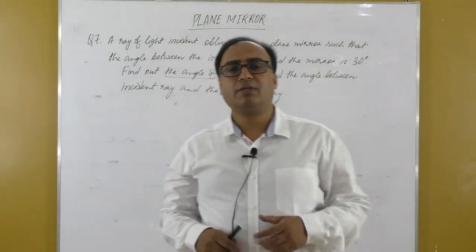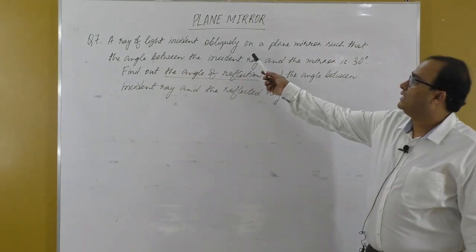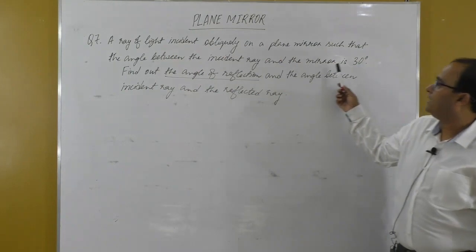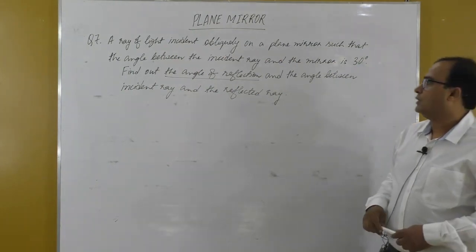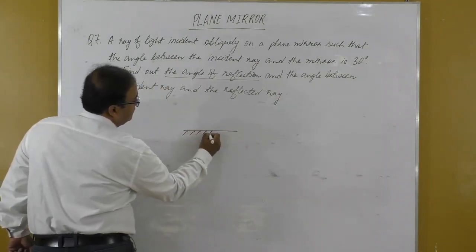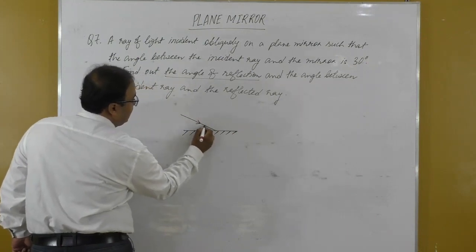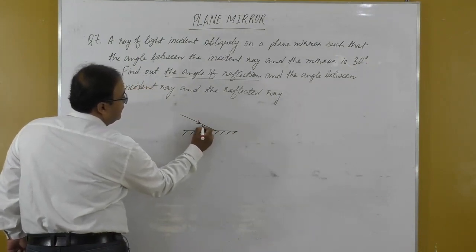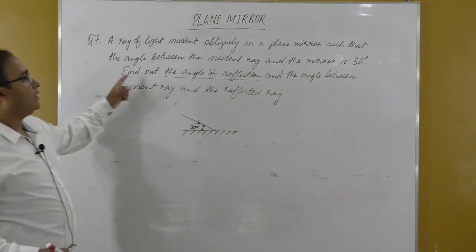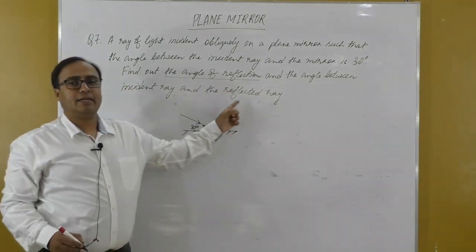In this part we are going to discuss question number 7 and its solution. A ray of light incident obliquely on a plane mirror such that the angle between the incident ray and the mirror is 30 degree. So in the question it is given, if this is the plane mirror, a ray of light incident on the mirror such that angle between incident ray and the mirror is 30 degree. Find out the angle of reflection. We have to find out the angle of reflection and the angle between incident ray and the reflected ray.